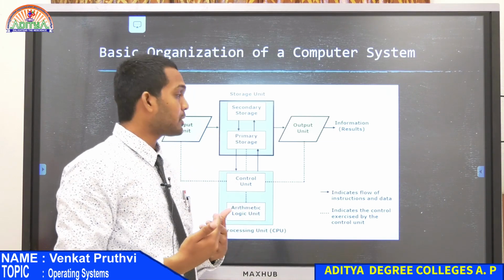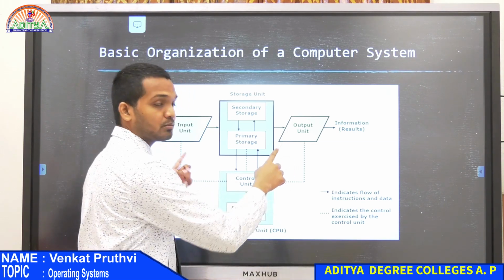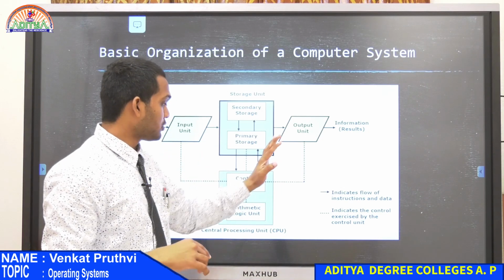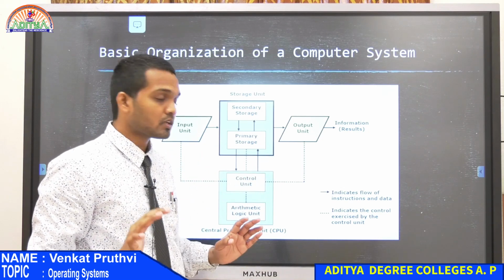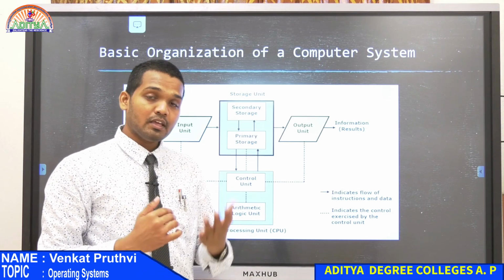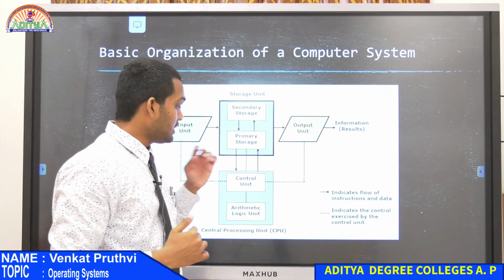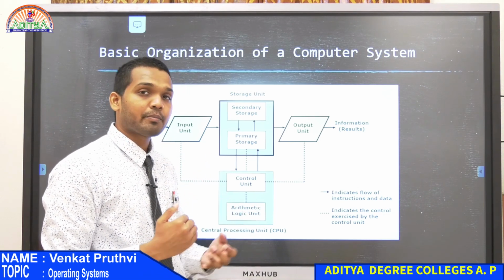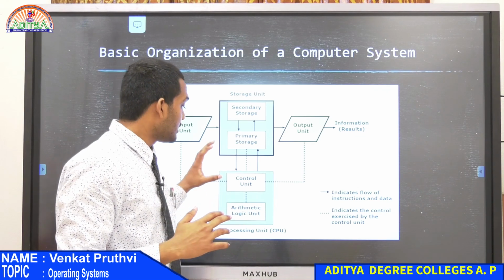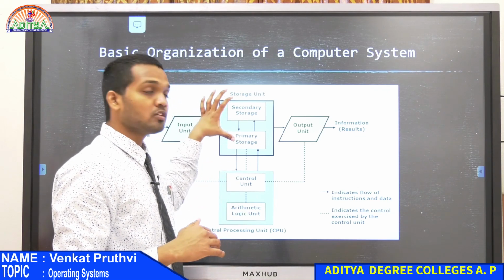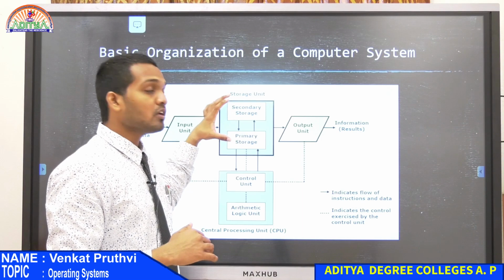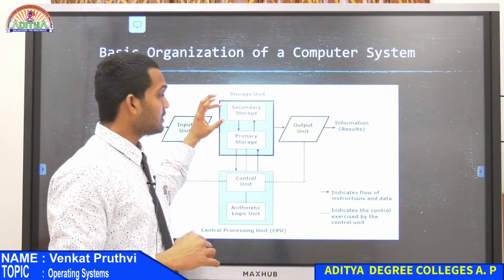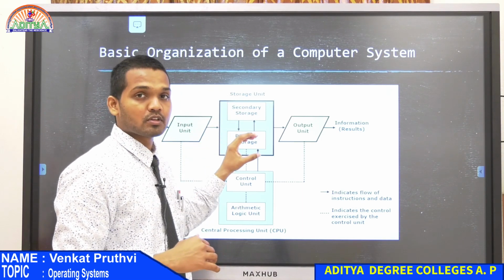From where do you get those processes? Do we have a direct connection between the input or the output unit with the CPU? We don't. So, the only way in which we can assign a process or multiple processes P1, P2, P3 to the CPU is only through your storage unit. What do you have inside the storage unit? You have the secondary storage and the primary storage.